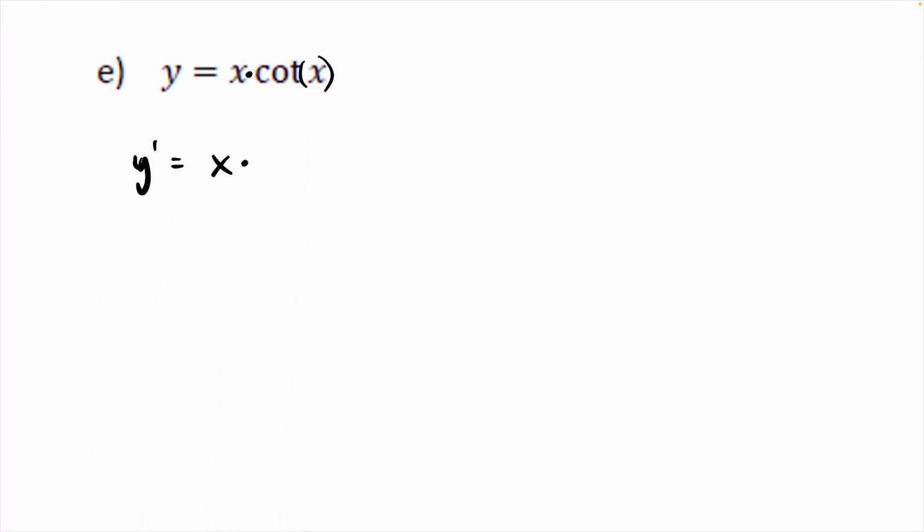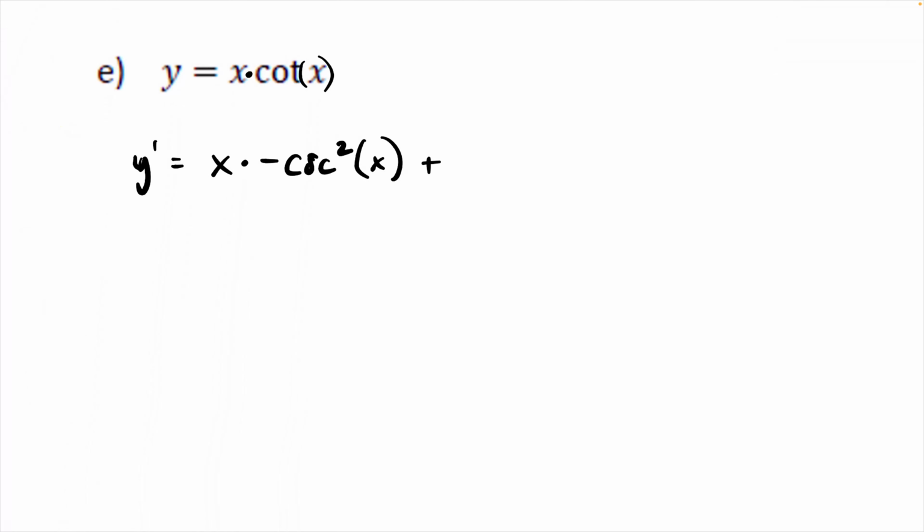So go back to your sheet, the bottom of the first page. What is the derivative of cotangent? Negative cosecant squared. Yep. Negative cosecant squared of x plus.